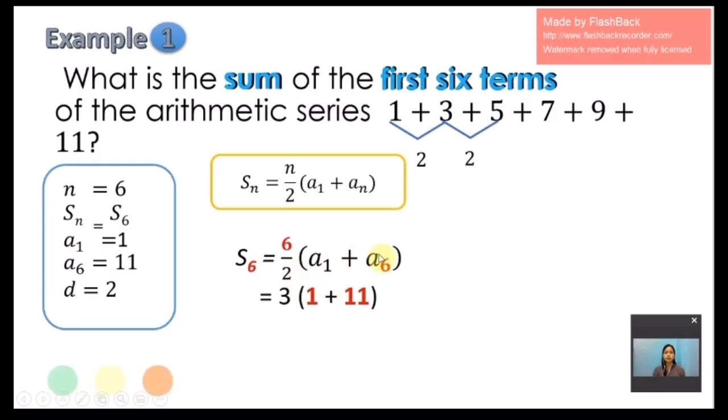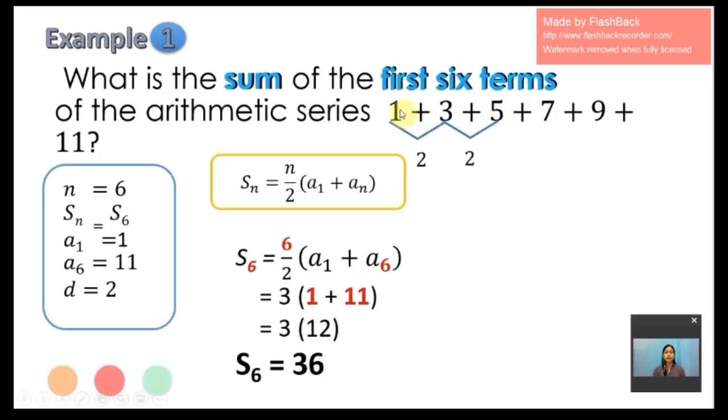Simplify and then substitute the first term and the sixth term. 6 divided by 2 is 3 times the quantity of 1 as the first term plus the last term or the sixth term is 11. Then simplify. 3 times the quantity 1 plus 11 is 12. Multiplying the 3, the answer is 36. So therefore, the sum of the first 6 terms is 36.